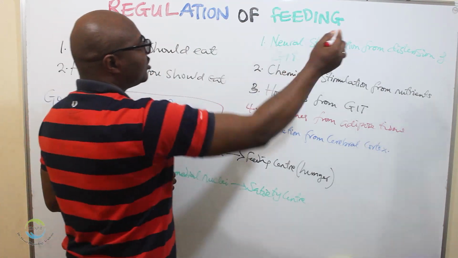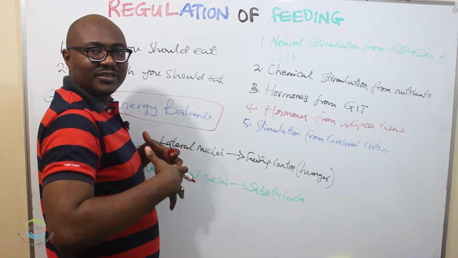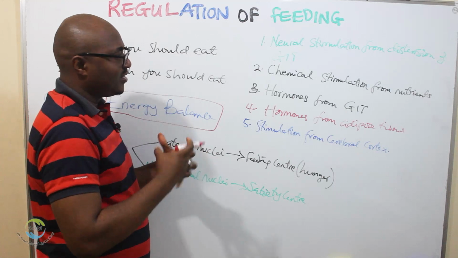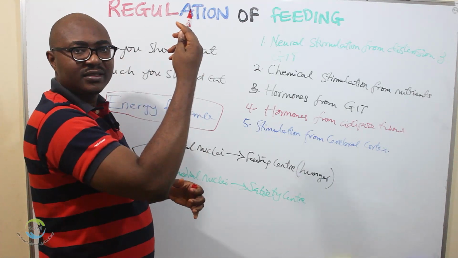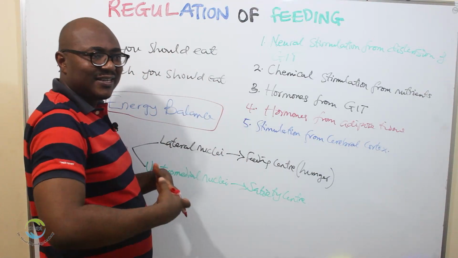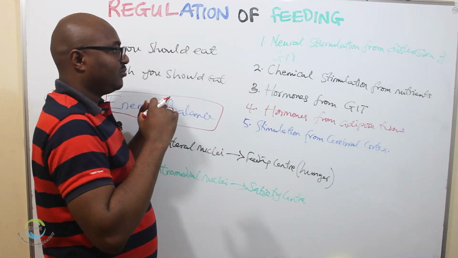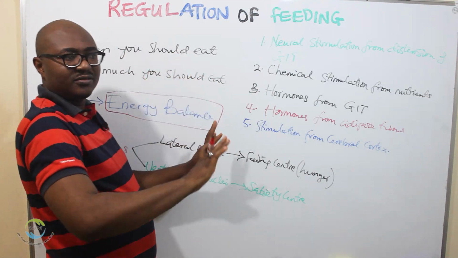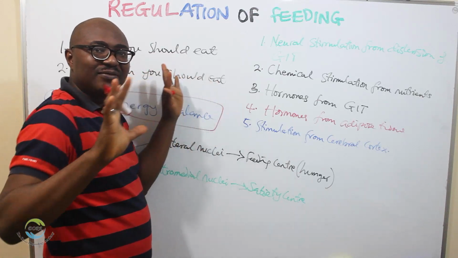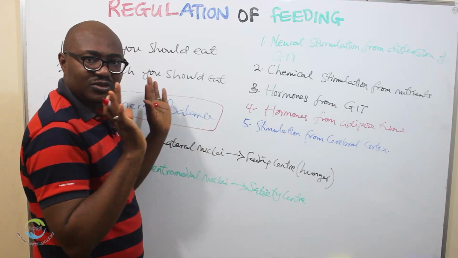Now, neural stimulation, I've talked about that. When you eat, there is distension of the stomach, especially the stomach and the duodenum, those 2 places. When they stretch, they send a signal to stop. This one, chemical stimulation from nutrients: after they have been absorbed, just immediately after feeding, there's an abundance of nutrients. The body has enough of what it needs to power the different processes. You don't need to take in more, so it signals you to stop.